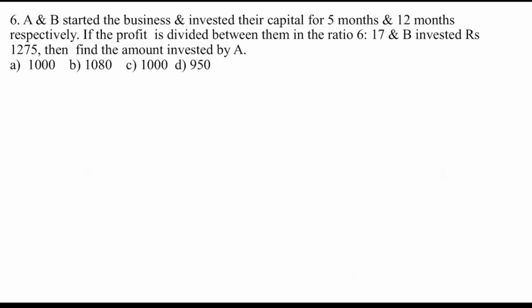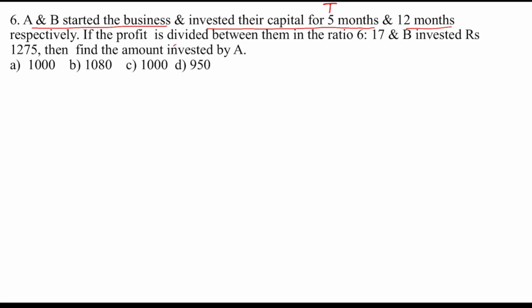A and B started the business and invested their capital for 5 months and 12 months respectively. If the profit is divided between them in the ratio 6 is to 17 and B invested rupees 1275, then find the amount invested by A. Okay. Now, A invested for 5 months and B invested for 12 months. Time they have given, but they have not given how much capital.